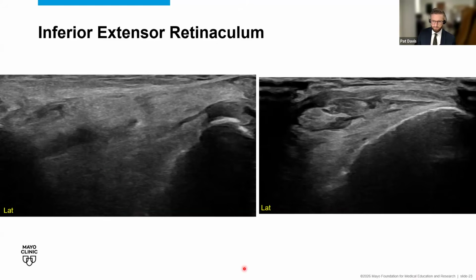Over here on the right-hand side, what I want you to note is that here we have the other insertion of the inferior retinaculum coming over onto the talus. And here you'll see the extensor digitorum longus tendon. So that could be a good landmark if you're looking for these two different slips, that the lateral band goes over top and the intermediate band comes underneath that extensor digitorum longus.